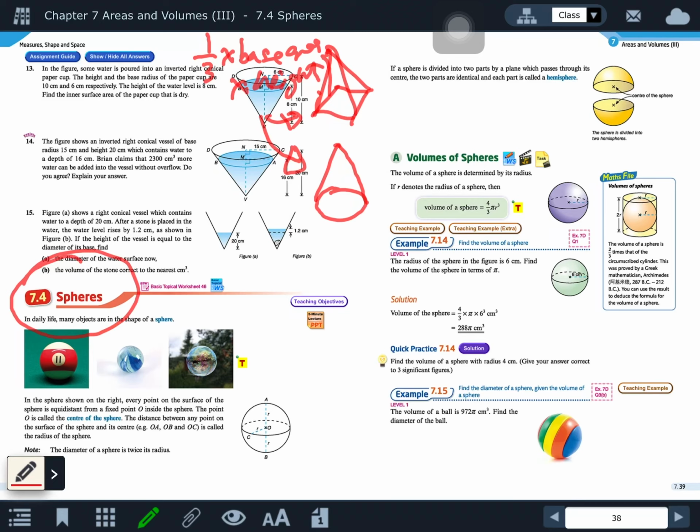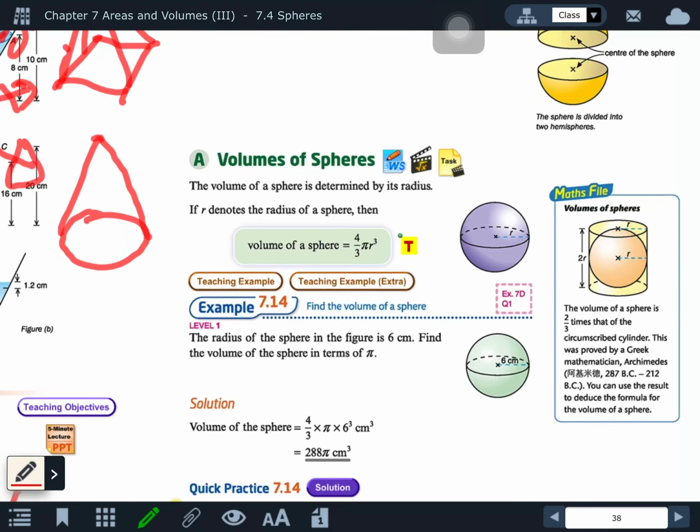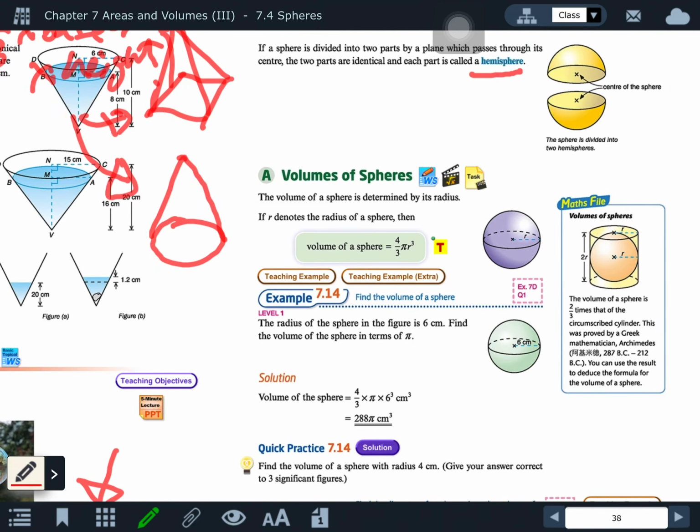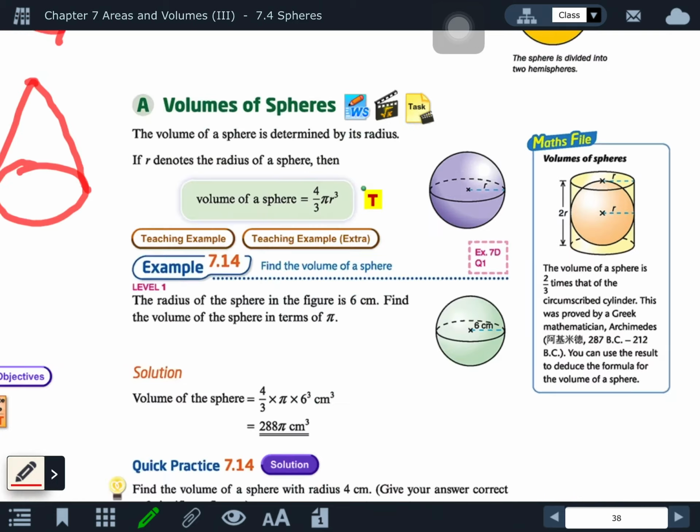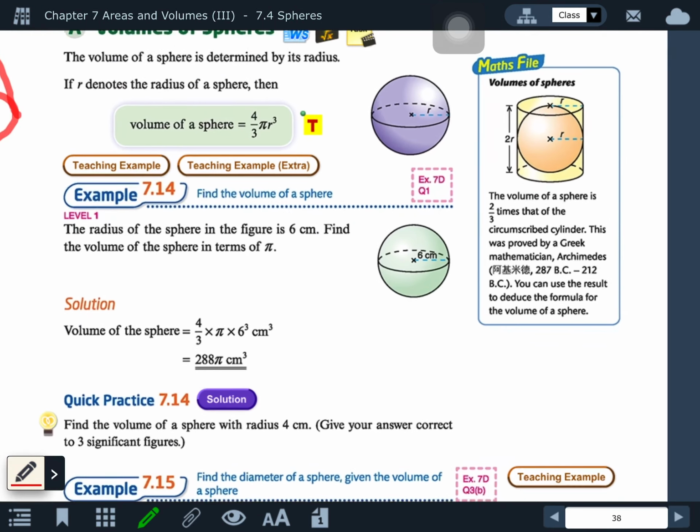and we can see that this is a ball-like shape, we call it a sphere. And then if we cut it in half, we call this a hemisphere. Okay, we just have half of the sphere. So we need to learn about the volume formula of the sphere.